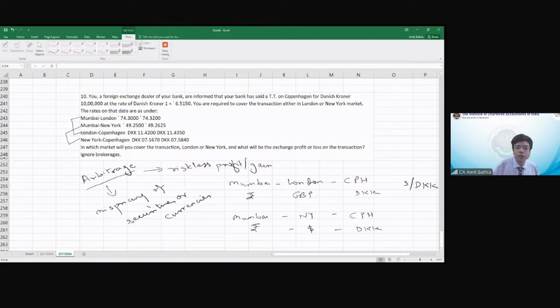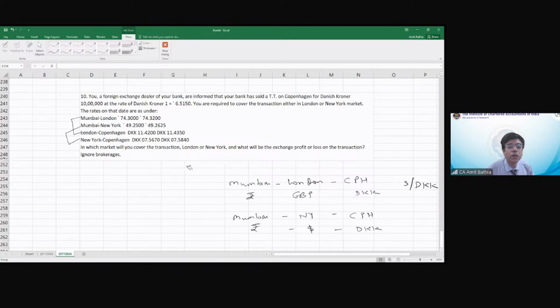Yes, sir. So let's start. I'm going to rub off the arbitrage part which I have mentioned over here so that I can start doing computation over here, right? All right. So now let us start. So I'm going to write down the routes. What is the route? Mumbai to London, and then London to Copenhagen, right?